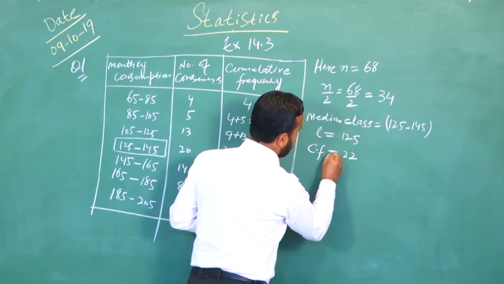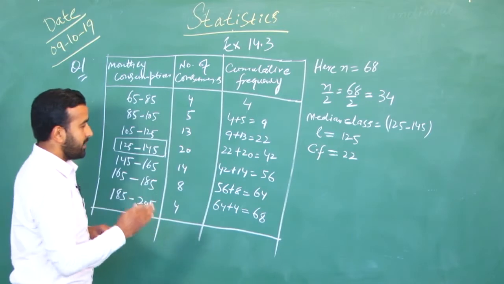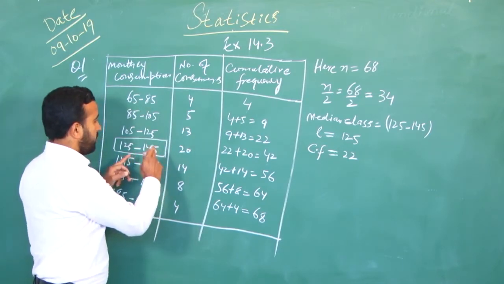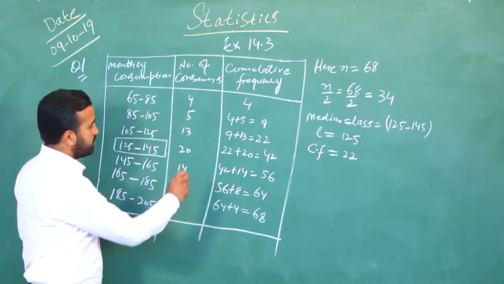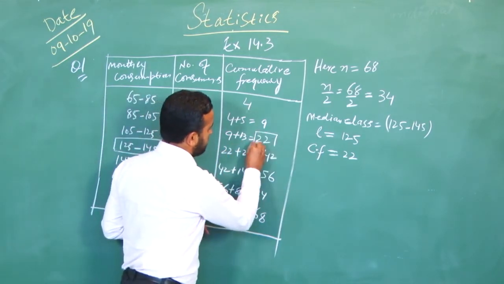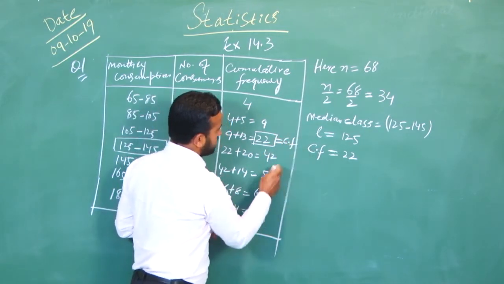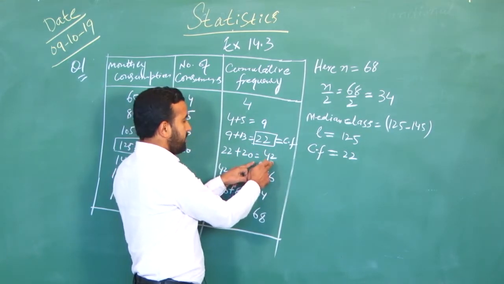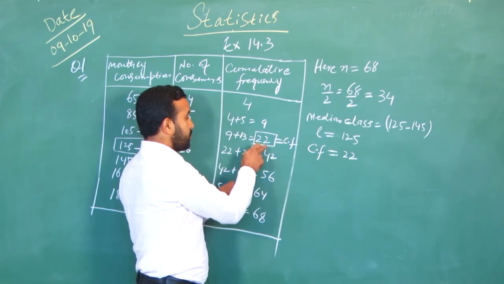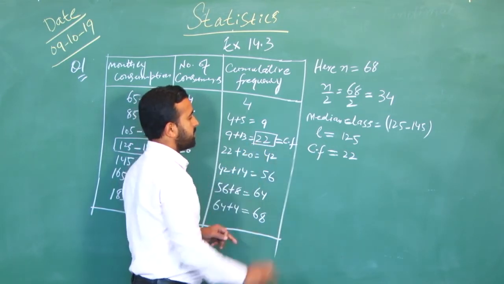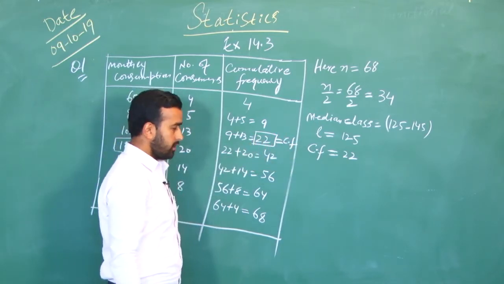This is the important point. What is the value to be used in the formula for cumulative frequency? That is to be remembered. The group which is preceding the median group or the median class, that is to be remembered. So here I am just writing, this is the CF here. This was the previous cumulative frequency, the cumulative frequency preceding the median class, that is here 22. That we will use as the cumulative frequency in the formula.